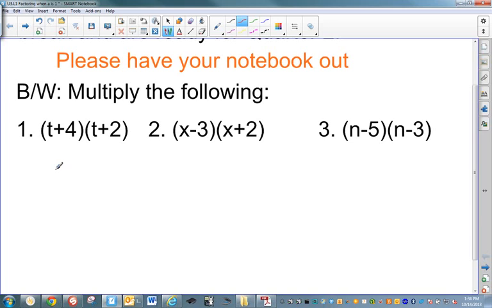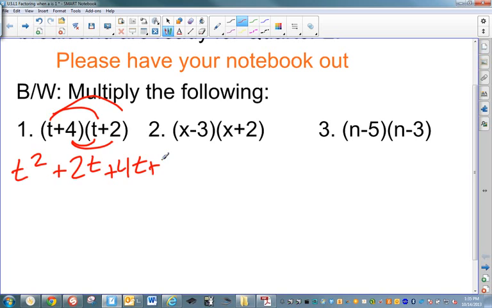So either using the box or distributing, right? So t times t is t squared. T times 2 is plus 2t. 4 times t is plus 4t. And 4 times 2 is plus 8. When you combine like terms, you get t squared plus 6t plus 8.